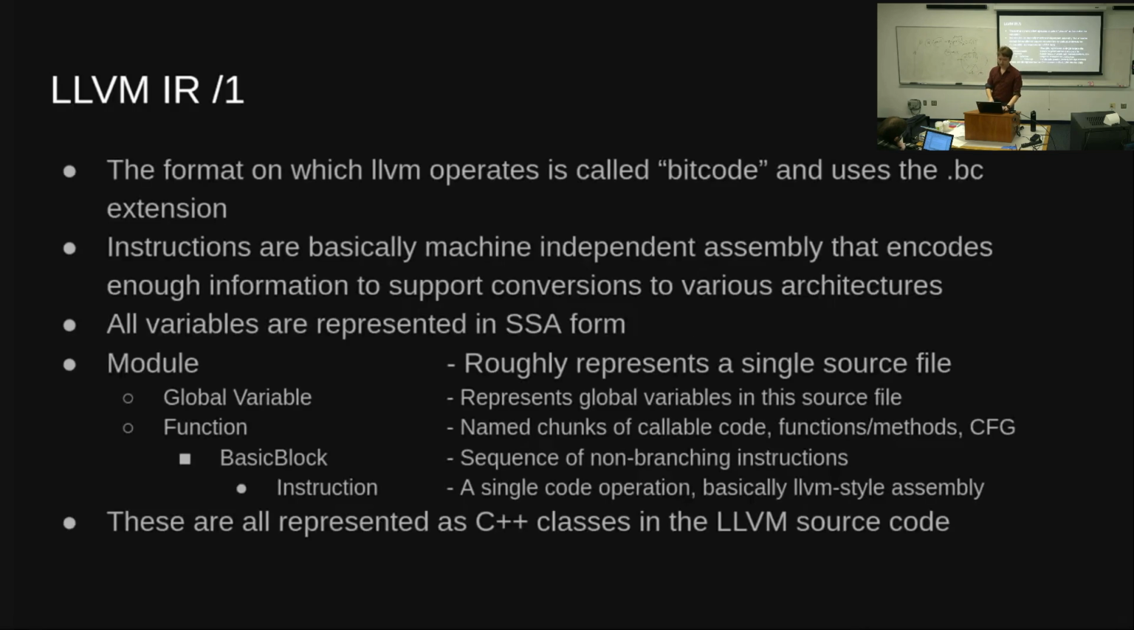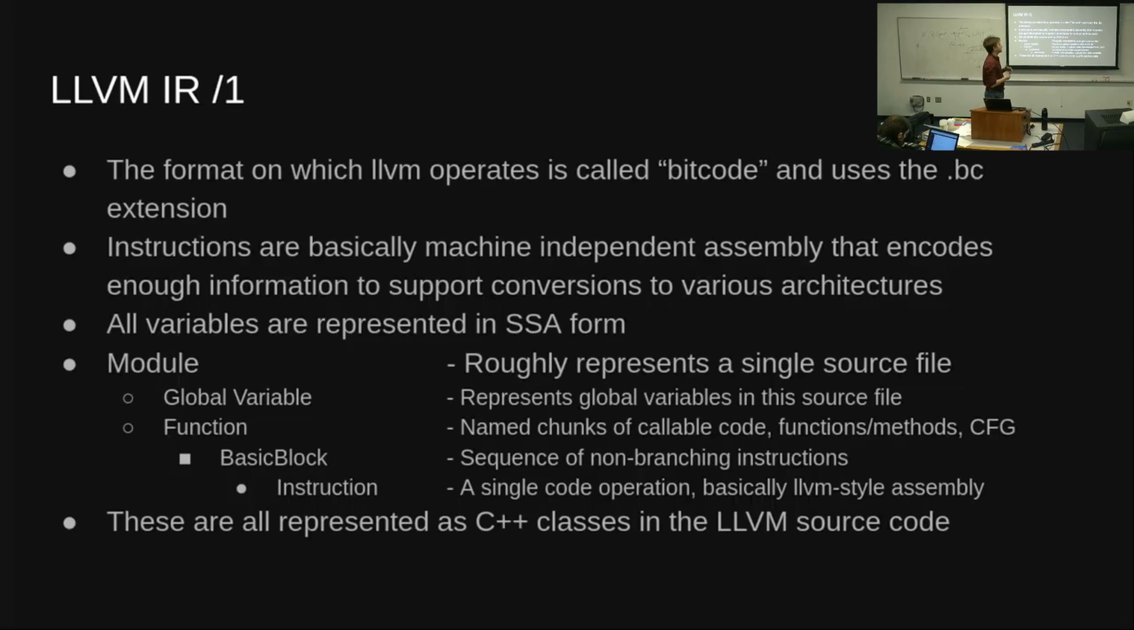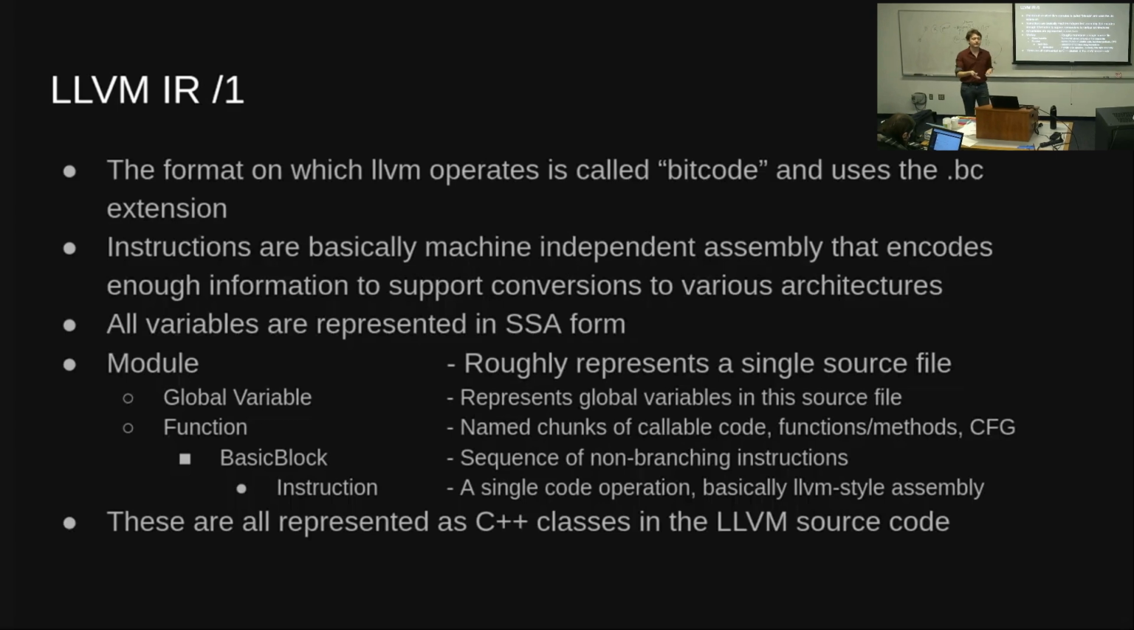All right. Let's talk a bit more about the IR and how everything is constructed when you start writing your passes and how everything looks pretty much. As noted earlier, the format on which LLVM operates is referred to as the bitcode, and you use the BC extension when you generate it yourself. And as noted earlier, the instructions are also just machine independent assembly. So the LLVM IR can compile to x86, ARM, whatever.